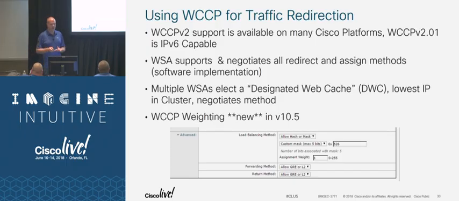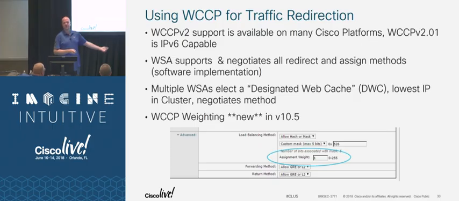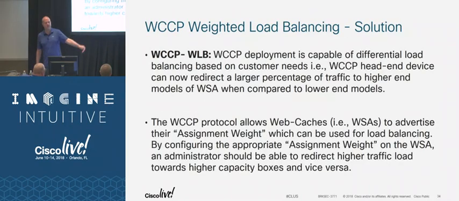And the key here is that we've got this WCCP weighting. This feature allows you to have a slew of different size devices in your environment, and you can say, I want to send twice the amount of traffic to this box versus this box. We call that WCCP weighted load balancing. Basically, it allows us to give an assignment weight to each WSA, allowing that weight to send more traffic to one or another.